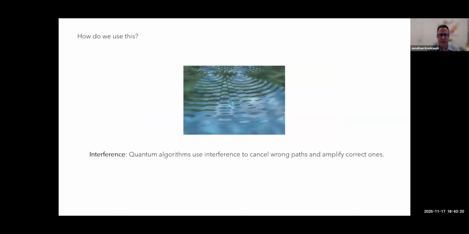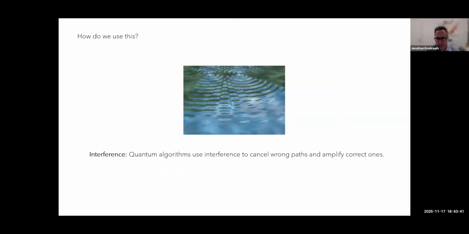So how do we use this? A quantum computer doesn't just try all the answers and pick the right one. Instead, algorithms are designed to manipulate the probabilities of all possible answers using quantum interference.